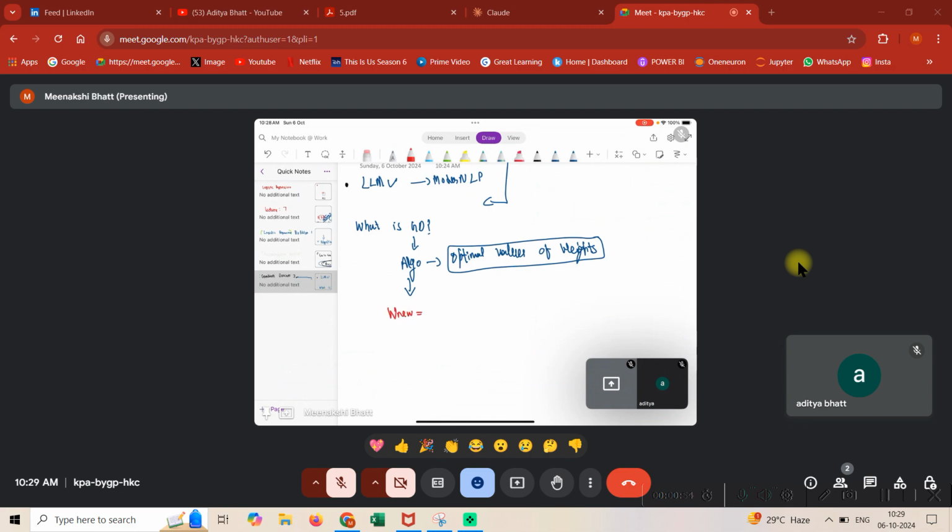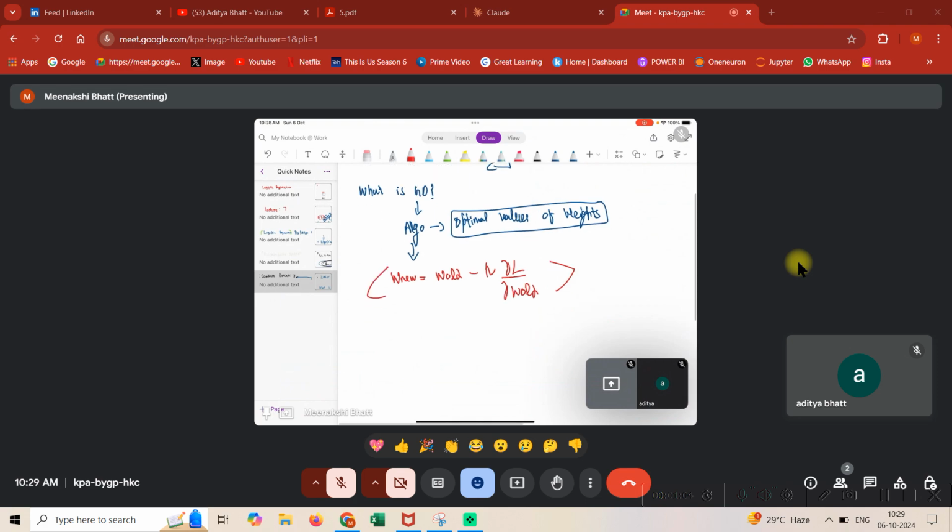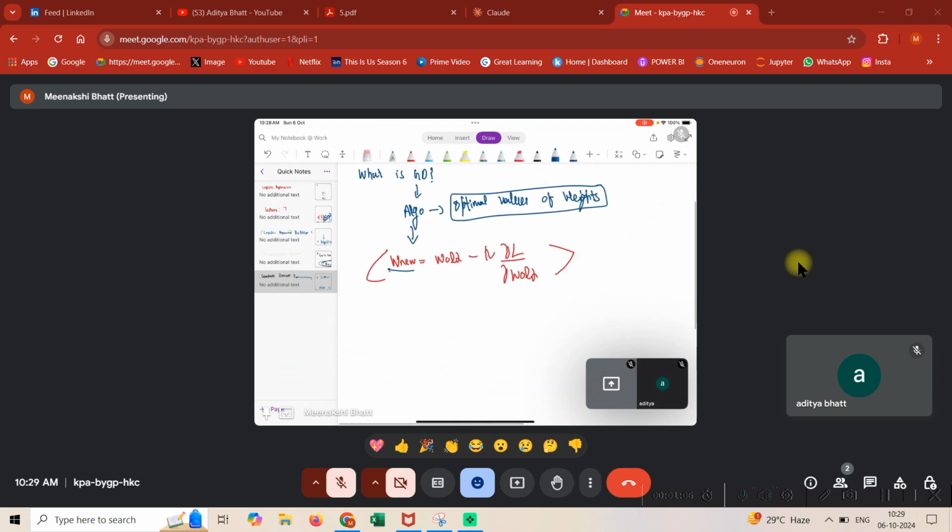We are seeing this equation everywhere, W new equals W old minus eta times the derivative of the loss function with respect to W old. We have been seeing this equation a lot, right? So what we are saying is that the new updated weight would be W old minus this hyperparameter. What is this hyperparameter called? This is called eta, and this is essentially the learning rate.